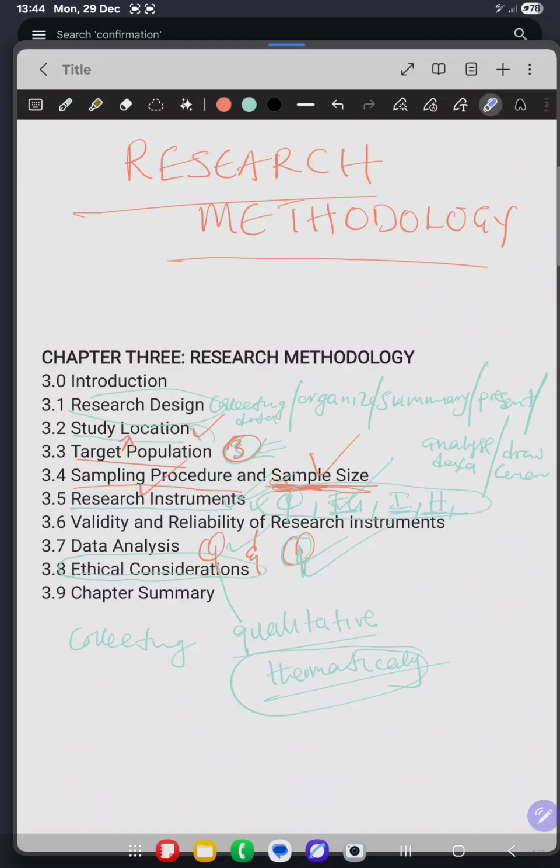So please, as you write chapter 3, which we call the research methodology, make sure that you observe the order and these captions that are found under chapter 3.